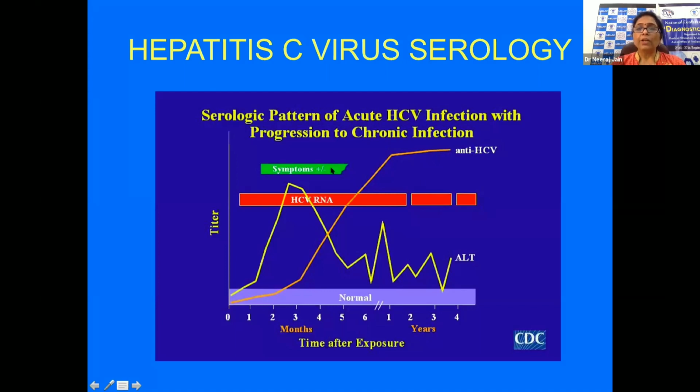This is a typical graph of what happens when a person gets infected with hepatitis C. HCV RNA comes; either it clears or it stays in the body in a chronic state, and it fluctuates. The antibody, anti-HCV, comes, rises and stays in the body lifelong, and the ALT level peaks in the symptomatic phase, then fluctuates. So the game is only HCV RNA, anti-HCV and ALT.